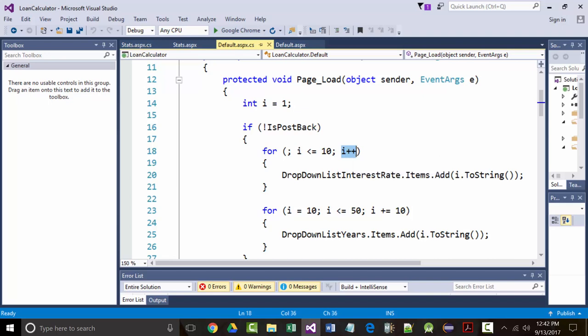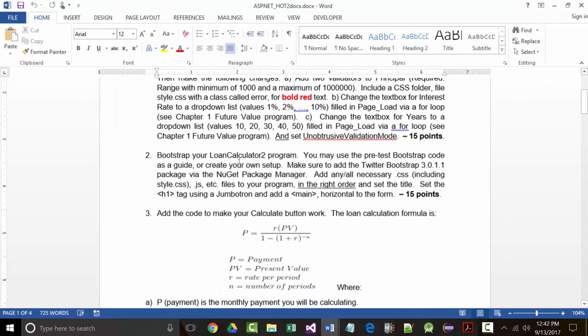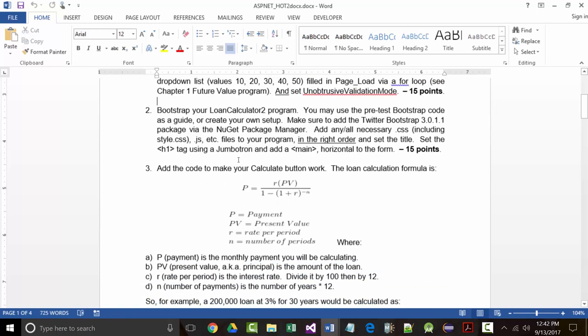And I didn't even check on this. I thought about it later, but I think everybody set the unobtrusive validator mode. So I was very, very happy. People, by and large, bootstrapped very well. Now, maybe it's because you've had enough practice doing it. I don't really know, but most of the pages were set up and they looked really nice.